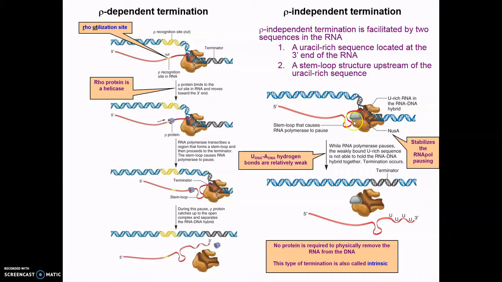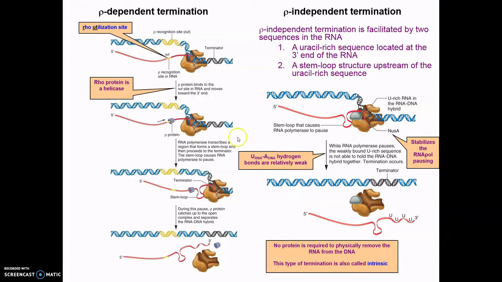And again, this stem loop will cause the polymerase to pause, just like we see over here. So we get a pause, and then this U-rich region is slightly weaker in association. So the hydrogen bonds that you form between uracil and adenine are slightly weaker than what you encounter normally, and it has to do with the bond angles. So the fact that you have a U-rich region means that this sequence is slightly destabilized, and it will tend to fall off when you reach this pause.